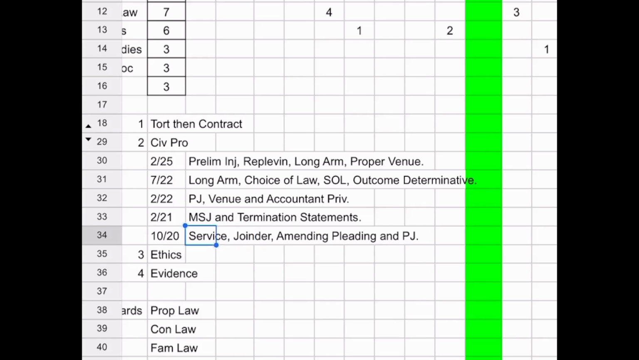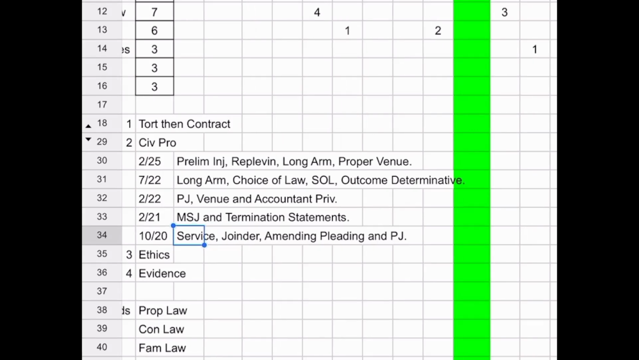So take a look at these exams, the pandemic exam, and then go forward. 221 and 222. Look, understand the service of process, joinder, amending a pleading, personal jurisdiction, motion for summary judgment.